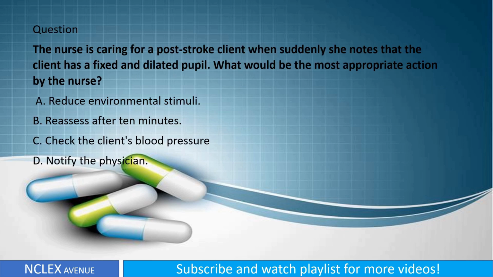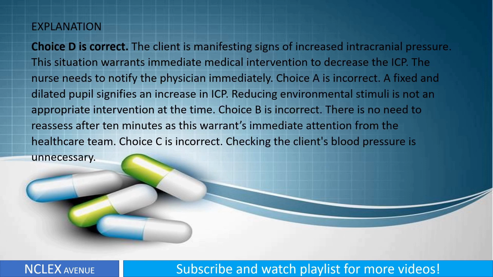Question. The nurse is caring for a post-stroke client when suddenly, she notes that the client has a fixed and dilated pupil. What would be the most appropriate action by the nurse? A. Reduce environmental stimuli. B. Reassess after 10 minutes. C. Check the client's blood pressure. D. Notify the physician. Explanation.